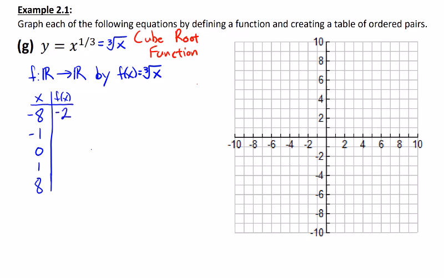Cube root of -1 is -1. Cube root of 0 is 0. Cube root of 1 is 1. And the cube root of 8 is 2.